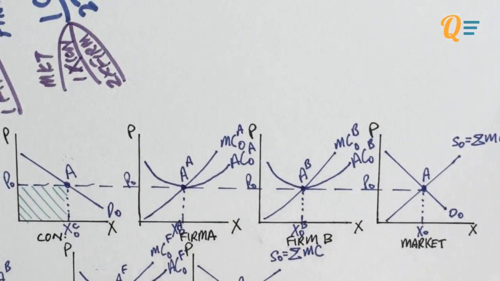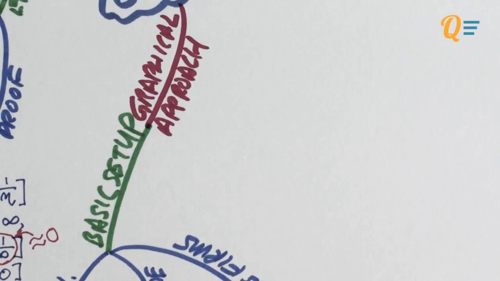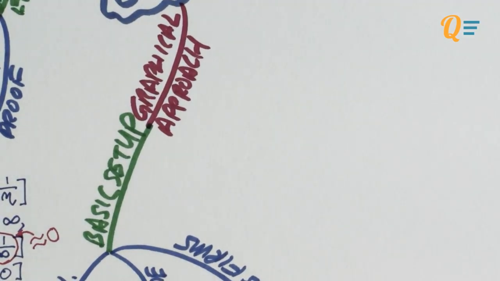At X naught A and B, P equals MC and also equals average cost. So that is why profits is equal to 0.